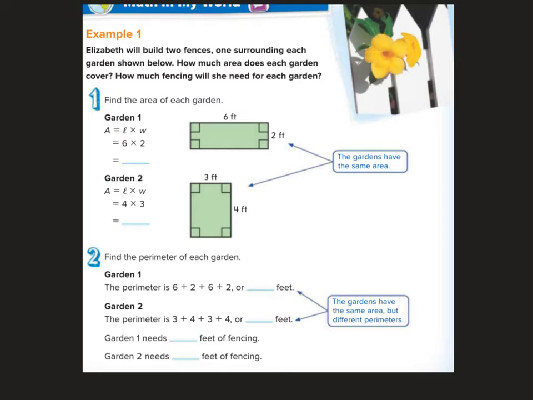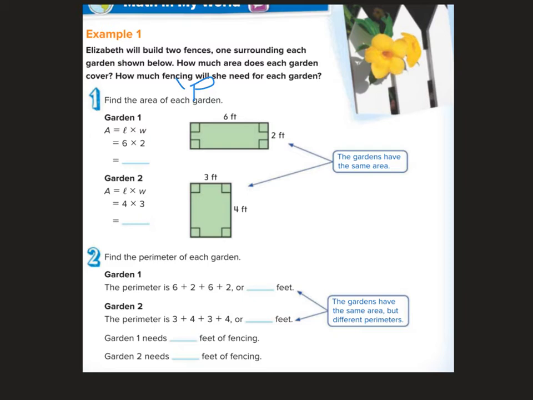Example 1. Elizabeth will build 2 fences, one surrounding each garden shown below. How much area does each garden cover? How much fencing will she need? So fencing is perimeter. I'm going to put a P for perimeter. So we're finding area and perimeter of each of these gardens.